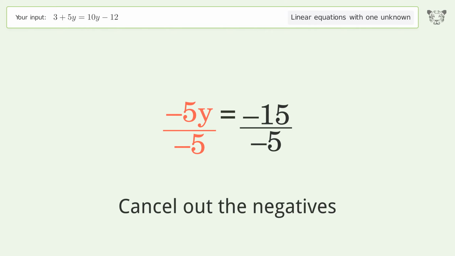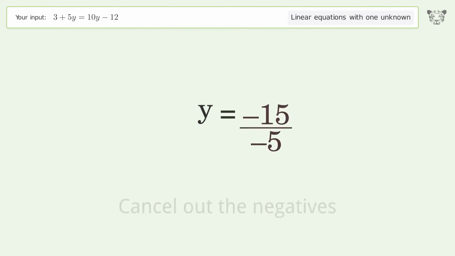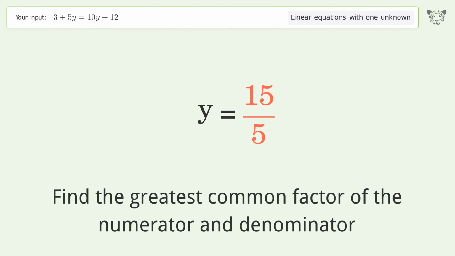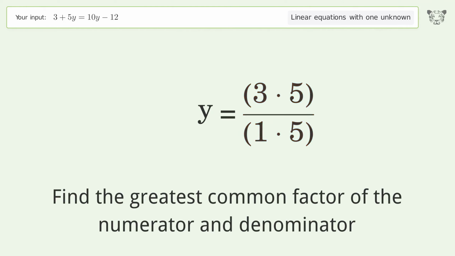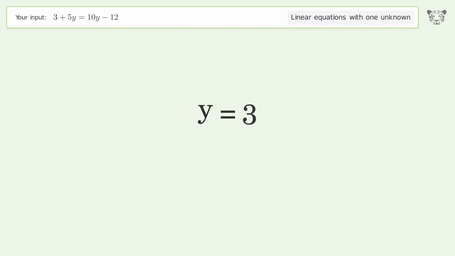Cancel out the negatives. Simplify the fraction. Cancel out the negatives. Find the greatest common factor of the numerator and denominator. Factor out and cancel the greatest common factor. And so the final result is y equals 3.